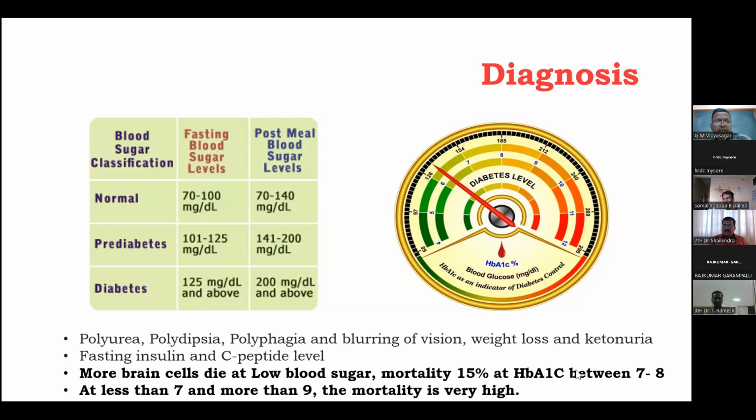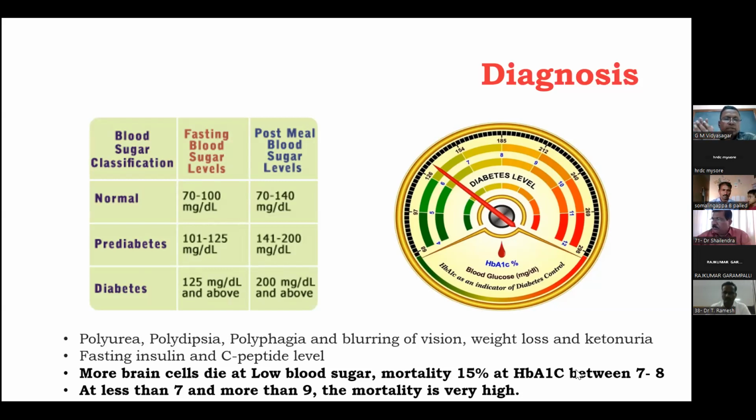Even if the doctor says that it is diabetic, that is not diabetic, it is a normal situation where the mortality or cell death rate will be less. And these are the symptoms we always find in diabetic patients: polyuria, more urination; polydipsia, more thirst; polyphagia, more hunger; blurring of vision, weight loss, and ketonuria. So these are some of the symptoms we find in diabetic patients.